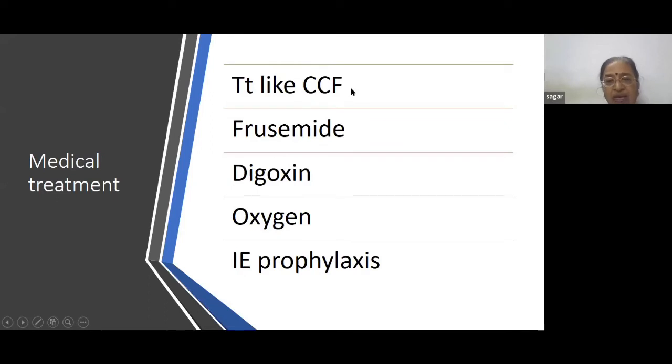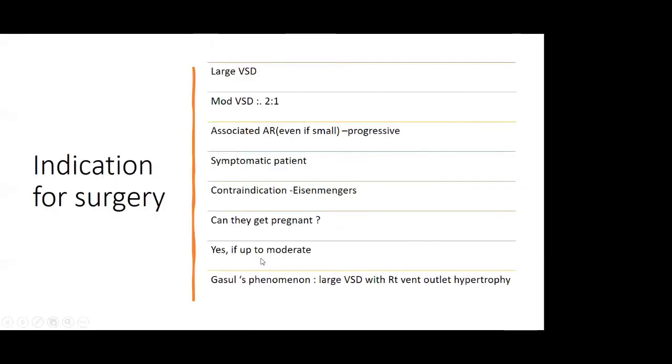Like we say, treat conservatively if you don't require surgery or the patient cannot afford it: furosemide, digoxin, oxygen, infective endocarditis prophylaxis. Now this I will not say here, because current guidelines for infective endocarditis prophylaxis do not exist for any of the shunts. So this is probably not right in today's world.